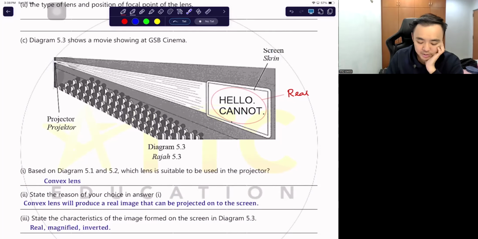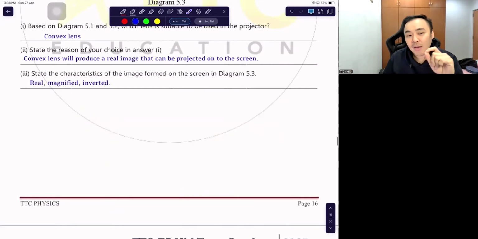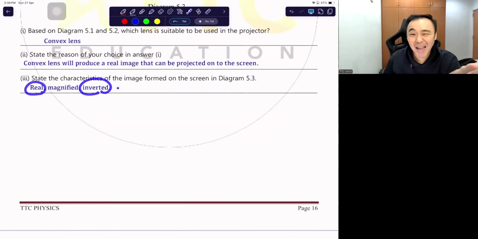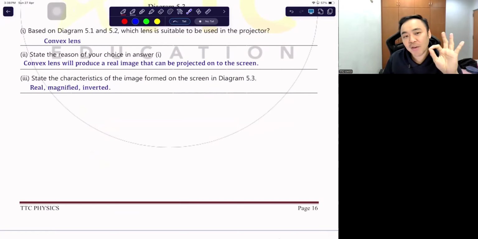Upright is when the object is like this and your image is like this. We call this upright. But here's one simple thing I can teach you. Just remember these two guys. It's a bundle. Whatever the lens, whatever the mirror, real image and inverted are always together as one. Virtual and upright are always together.